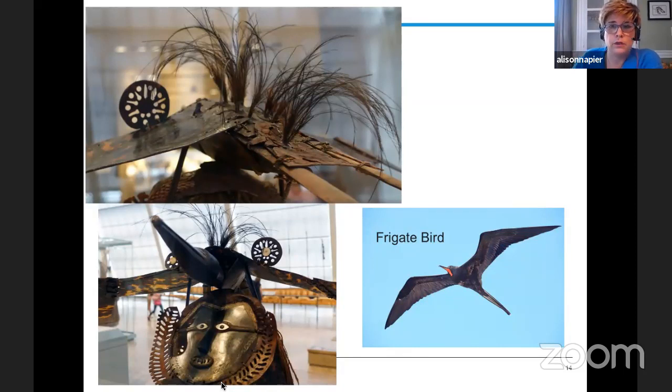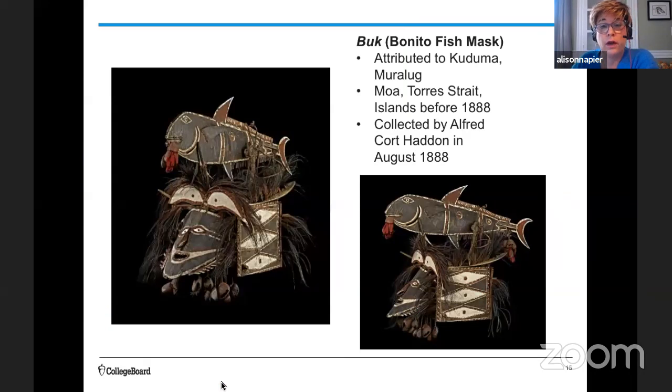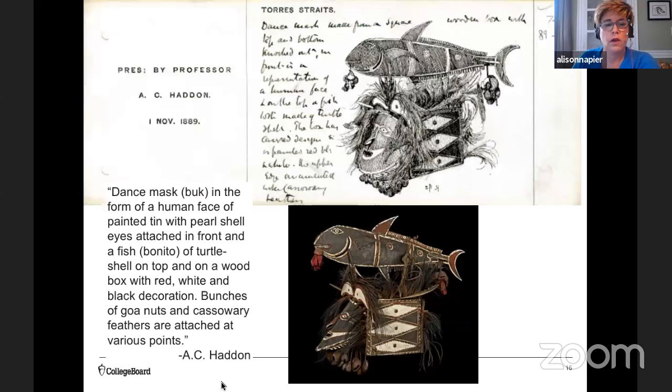As I mentioned, these are a type of work, so we see other examples. Here's a book mask collected by Alfred Court Haddon, who was an anthropologist working in the area in the late 1800s. This one with a bonito fish. You can still see the human-animal hybrid form, the use of the cowrie feathers, the goa nuts, the rattles, the geometric patterns, all of those things consistent with our mask from the image set.